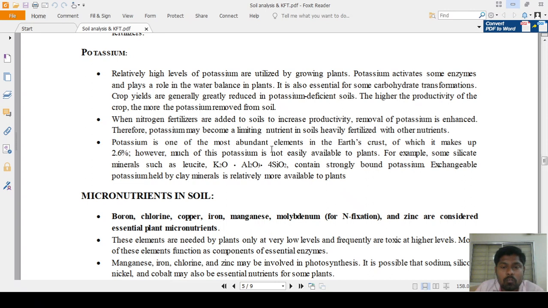Potassium is one of the most abundant elements in the earth's crust, of which it makes up 22.6%. However, much of this potassium is not easily available to the plants. Some silicate minerals like leucite, that is K2O·Al2O3·4SiO2, contain strongly bound potassium.